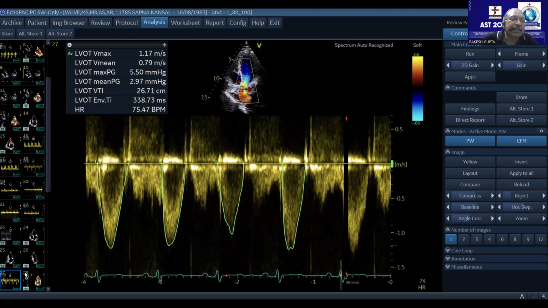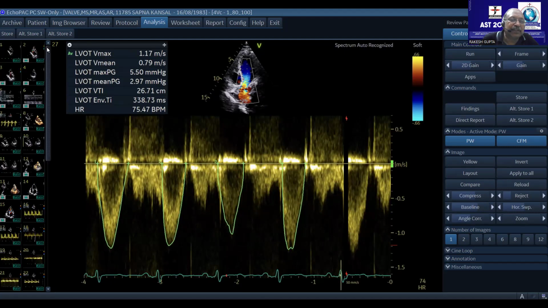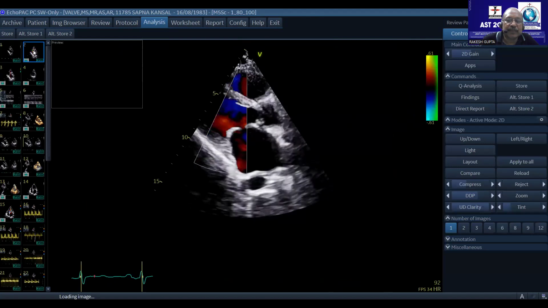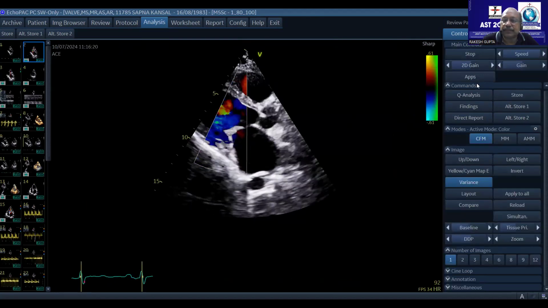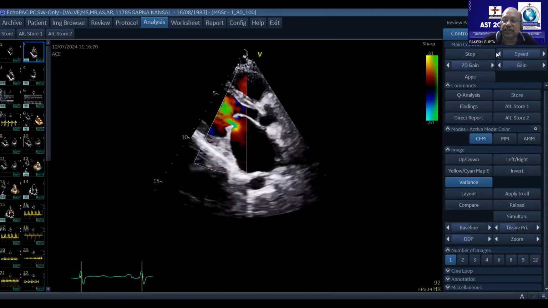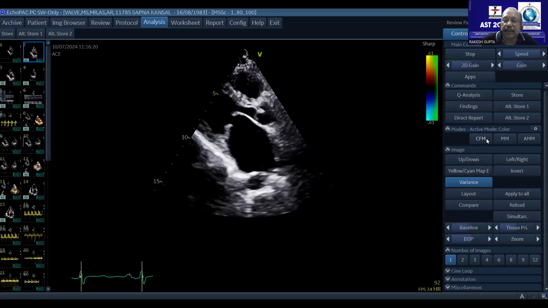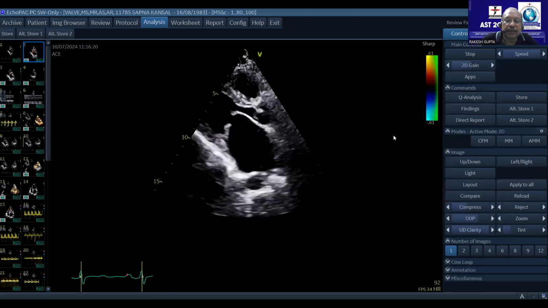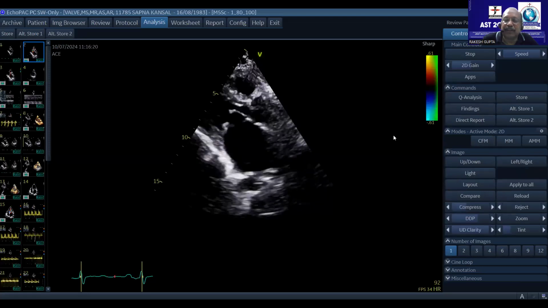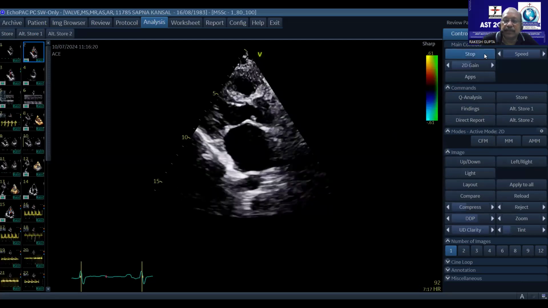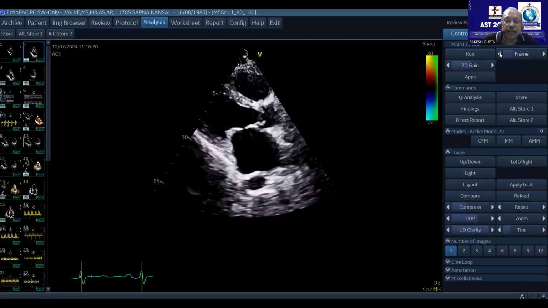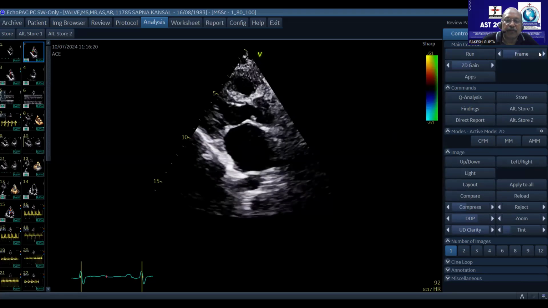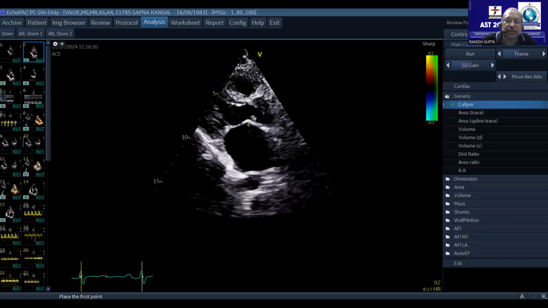And if you have to look for a second parameter for aortic valve stenosis, what is the second parameter? What do you need now? To calculate aortic valve area by the continuity equation, you need the LVOT diameter. Perfect. So I have to measure my LVOT diameter, and that's what I'm going to do.